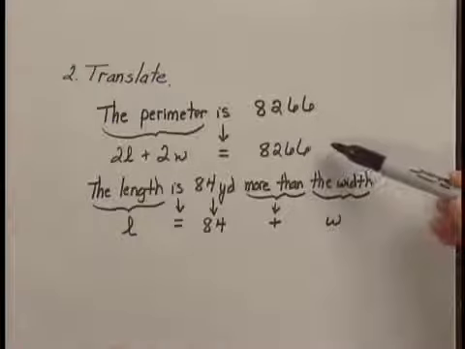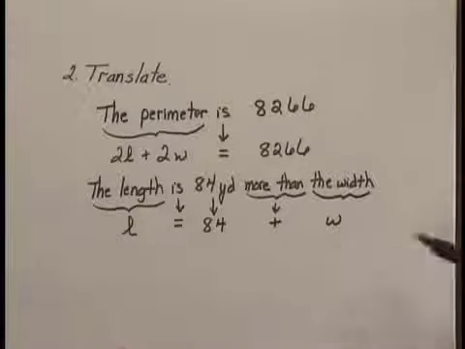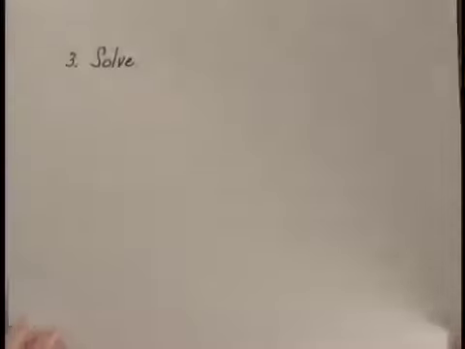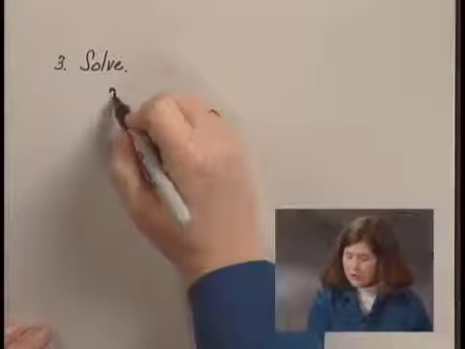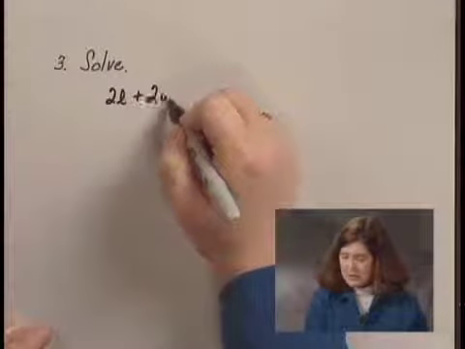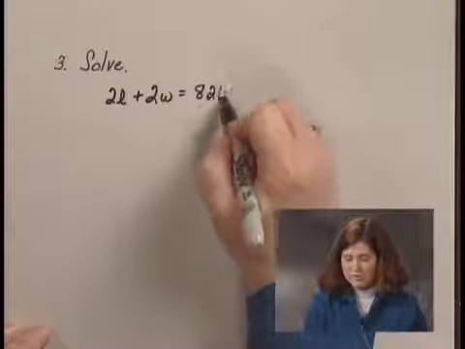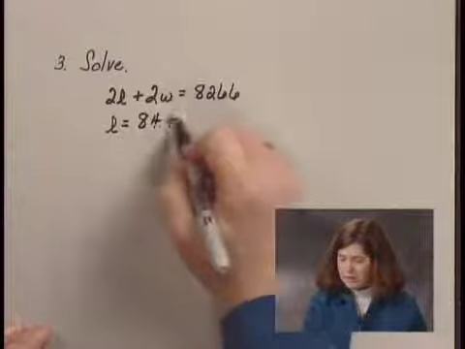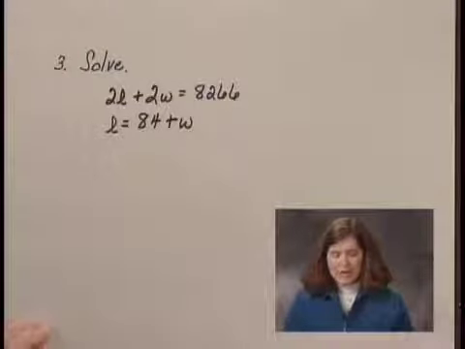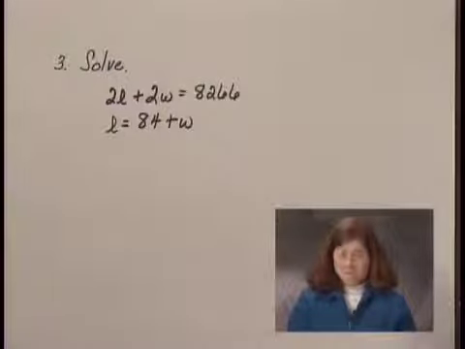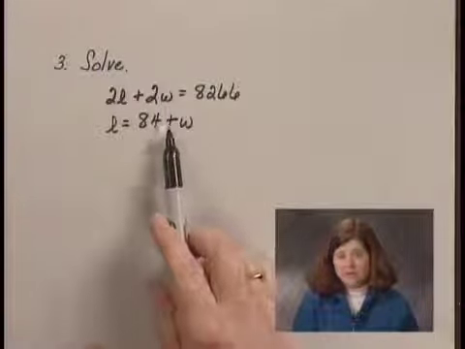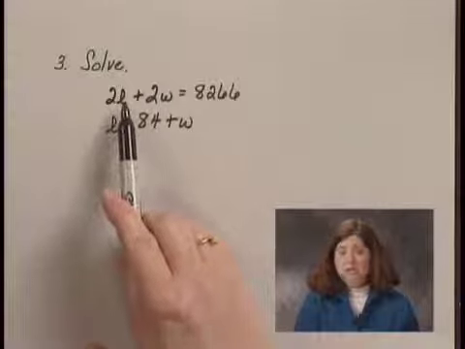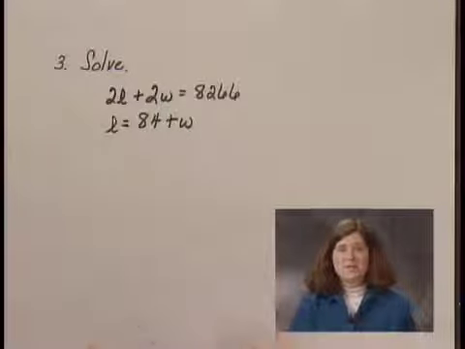Now we have two equations with two unknown variables, and we can solve those equations as a system of equations now and find our solution. So we are solving the system of equations. 2L plus 2W equals 8,266. And the other equation is L equals 84 plus W. Now we can solve this using substitution or elimination, but since the second equation is already solved for L in terms of W, when I see an L in the first equation, I can substitute 84 plus W and solve the system using substitution.